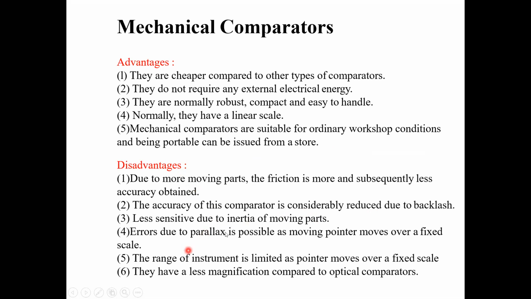Accuracy is reduced. They are less sensitive due to inertia of moving parts. Errors due to parallax are possible as the moving pointer moves over a fixed scale. Always you have to take the reading without any parallax error. So there is a possibility of parallax error in this case because of the linear scale. The range of the instrument is limited as the pointer moves over a fixed scale. They have less magnification compared to optical comparators. These are the advantages and disadvantages of mechanical comparators.